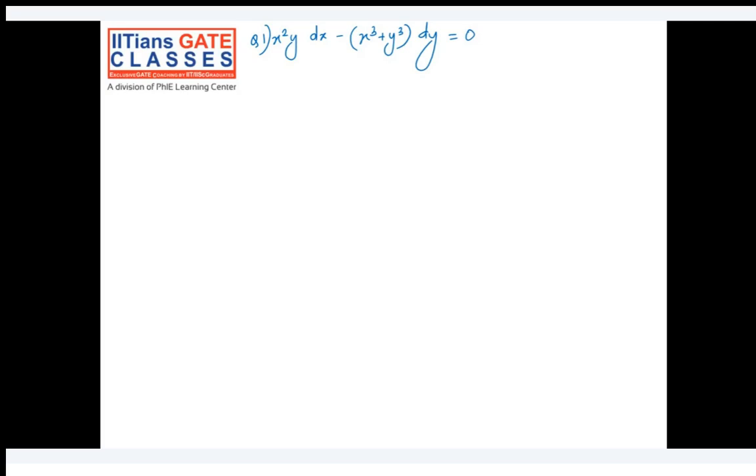What is differentiation of M with respect to y? This is your M, right? And this is your N. So differentiation of M with respect to y is x square, and differentiation of N with respect to x is minus 3x square. They are not same, hence it is a non-exact differential equation. To convert it into an exact differential equation, you have to calculate the integrating factor.